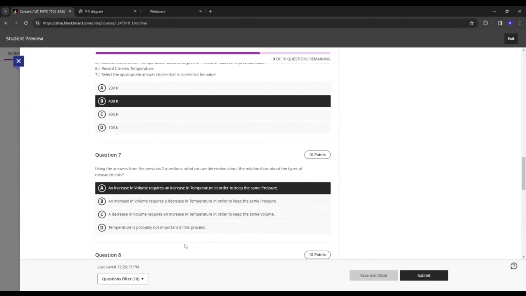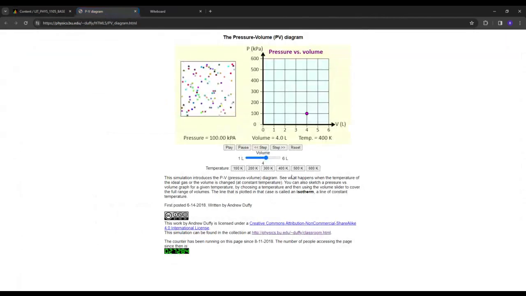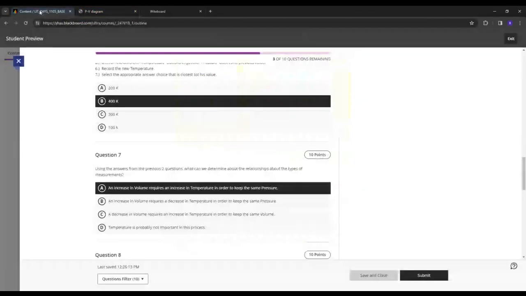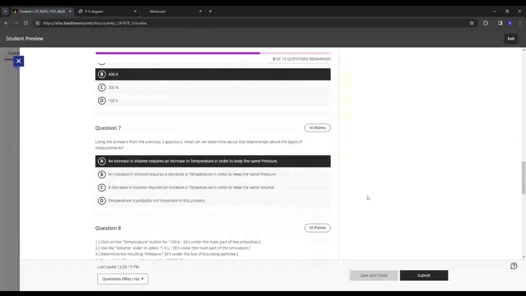Again, it's probably not going to work out to just say, oh, well, temperature is not related. Well, we had to find the new temperature and figure out what that turned into. So yeah, I'd say temperature was definitely important.